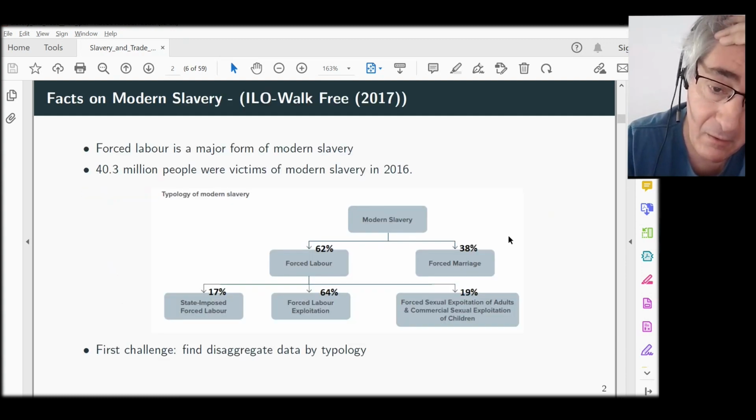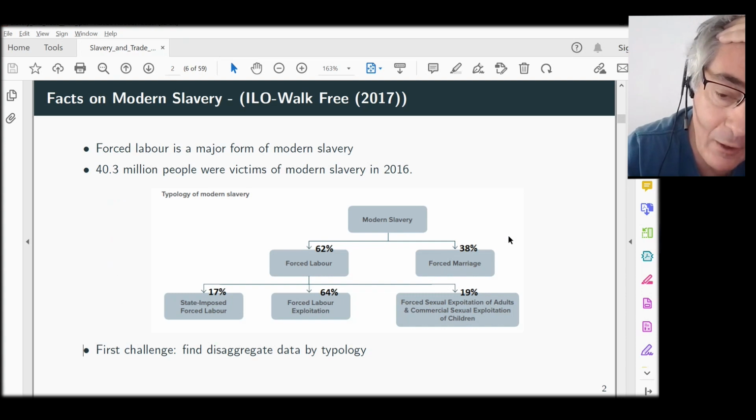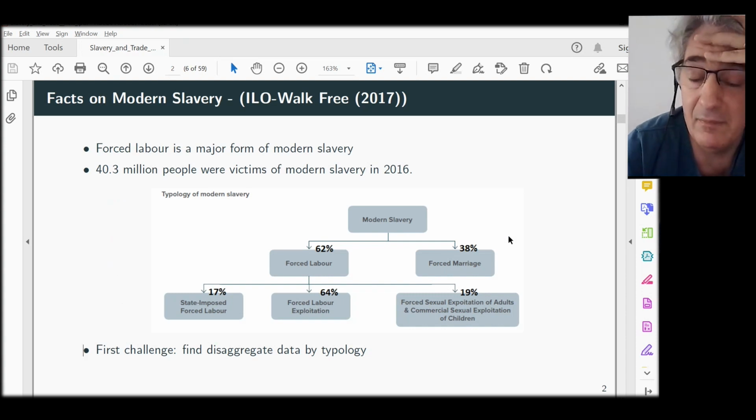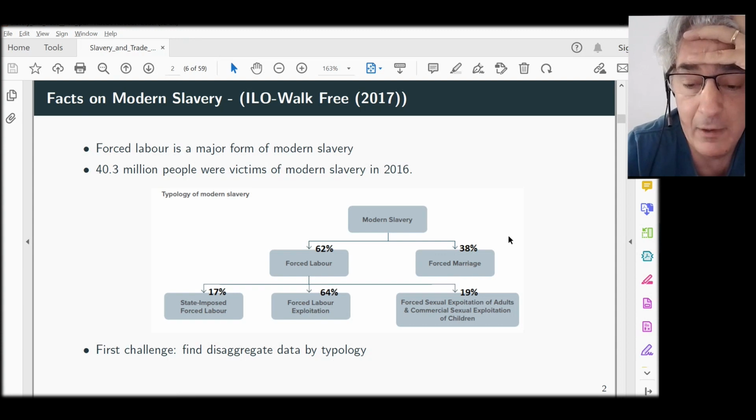Okay, so what is exactly what we are doing here? We are talking about forced labor. Forced labor is only one of many forms of modern slavery, but it's an important one.